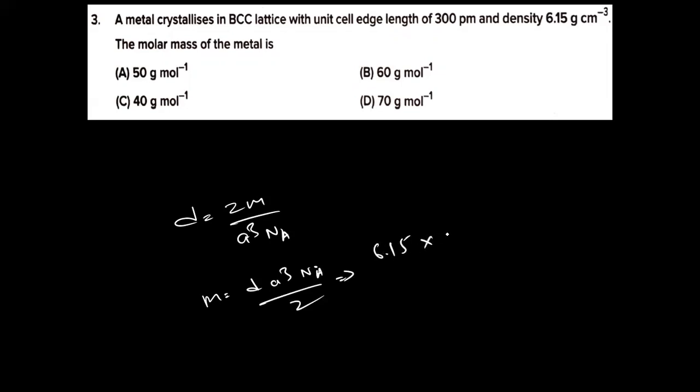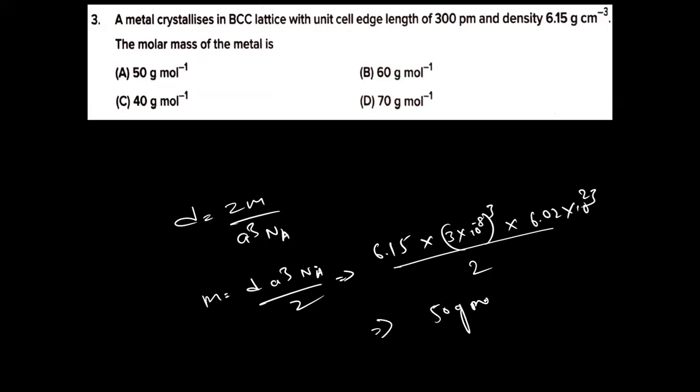Then a cube, so 3 into 10 power minus 8 whole cube. After converting from picometer to centimeter, we can write 3 into 10 power minus 8 whole to the power 3, that is a cube. And Avogadro number 6.02 into 10 power 23 divided by Z. BCC they have given, so that is 2. So on solving, you will get 50 gram per mole. That is option A.